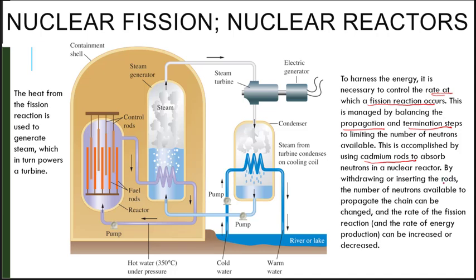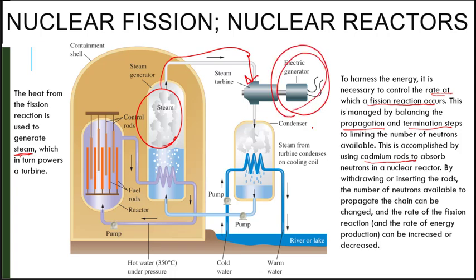By withdrawing or inserting the rods, the number of neutrons available to propagate the chain can be changed, and the rate of the fission reaction and the rate of energy production can be increased or decreased. The heat from the fission reaction is used to generate steam, which in turn powers the turbine. And that steam that is going to power this turbine then is converted into electricity.